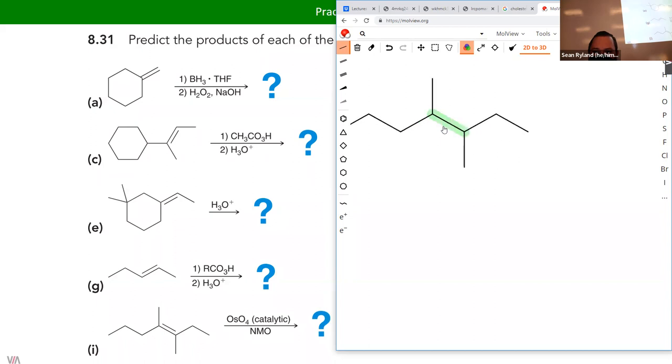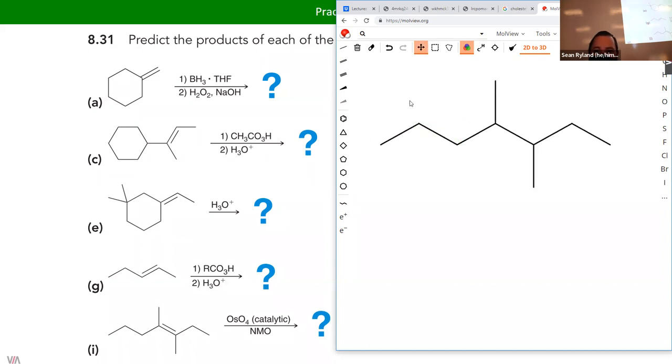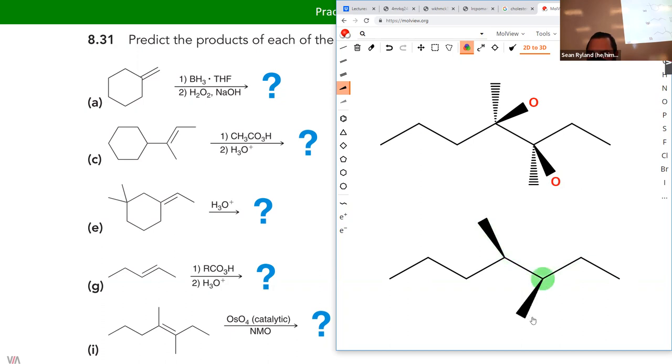So we're starting here. We're going to add an OH to both sides and facing the same direction. So if we make both of these methyls going away from us, we can draw both of the oxygens coming out towards us. So we get something that looks like that once it rearranges into its more stable conformer, or the enantiomer, which would look like the two methyls coming out towards us and the two oxygens going away from us.